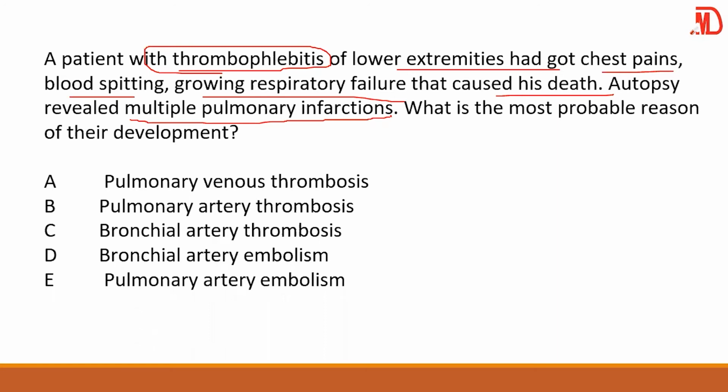So what is the reason for the development? This is because a thrombus has moved from its origin into the lungs. So we'll call this what? Pulmonary artery embolism. So the answer is E. Pulmonary artery embolism, also called thromboembolism. Thromboembolism is the same thing.